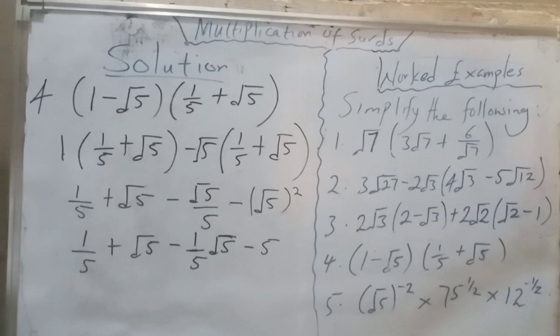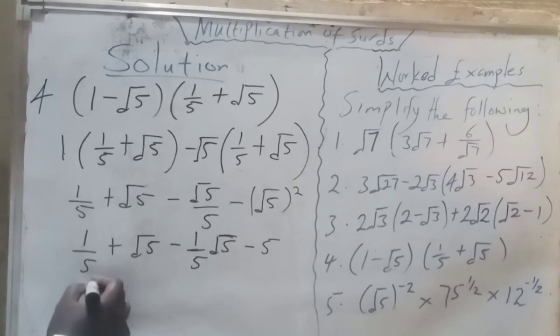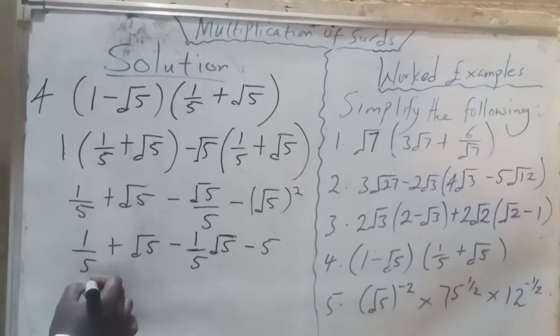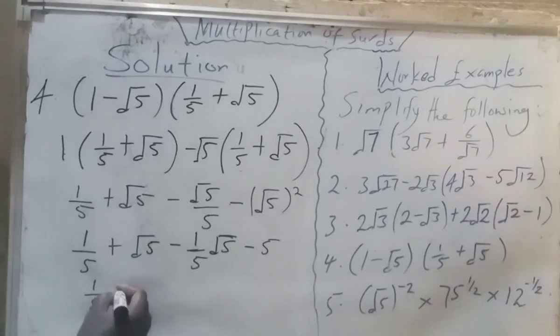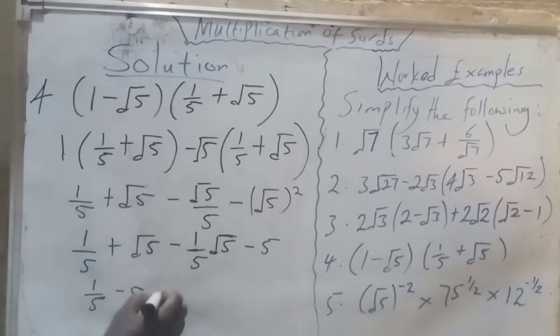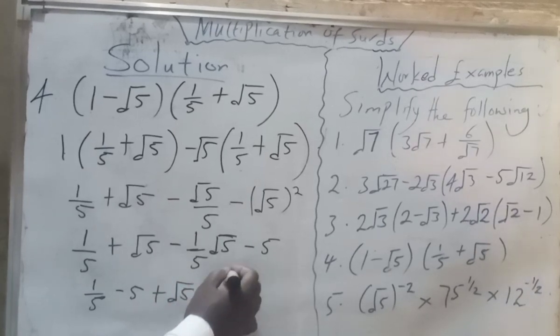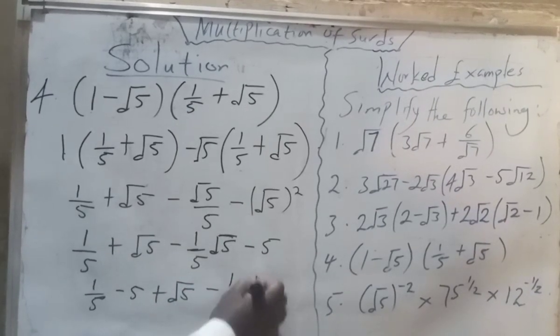So let me arrange it to make the simplification easier for us. Even though you can still simplify without making any arrangements, since we are learning, let's arrange it so that we'll get it easier. So we have 1 over 5, which is the whole number part, and then minus 5, that is a number part too. Then we now bring the surd part, which is root 5 minus 1 over 5 root 5.